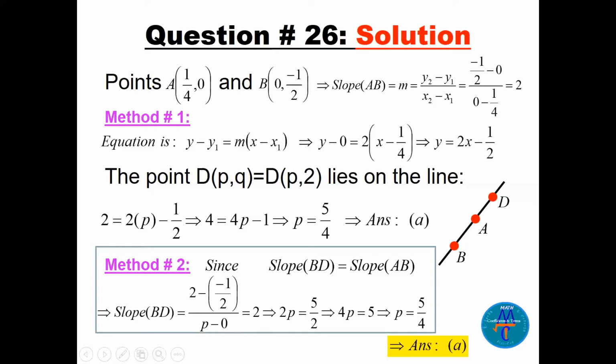That's answer A. Or what else can you do? Find the equation of the line AB. I can use the point with y is 0 and x is 1 over 4, with the slope 2. So that's the line. Now the point P, 2 lies on the line, so I can replace x with P and y with 2. You see, this 2 is for y, and this P is for x. So I get the same answer.